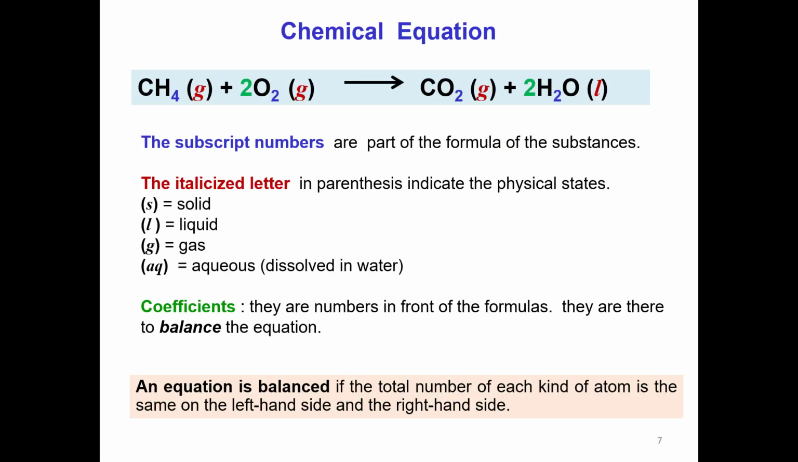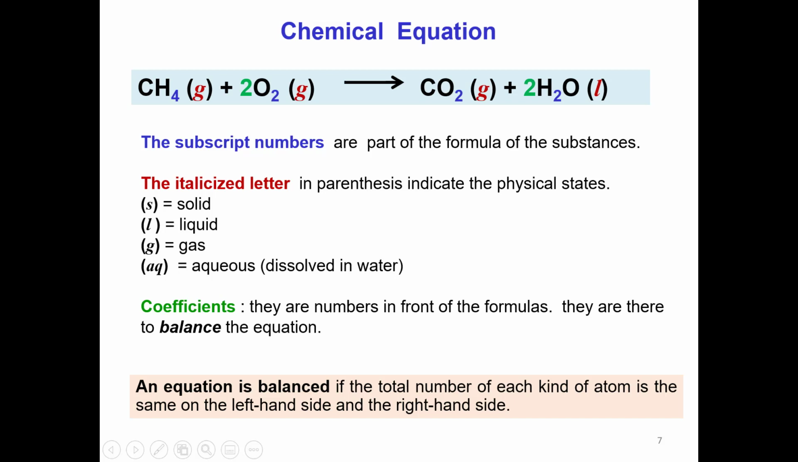Then let's try to identify another part of the chemical equation to know what it means. The subscript numbers, the blue ones, are part of the formula of the substance. Here we have methane, and this 4 is part of its formula. This 2 is part of the oxygen gas formula, this 2 is part of the carbon dioxide formula, and this 2 is part of the water formula.